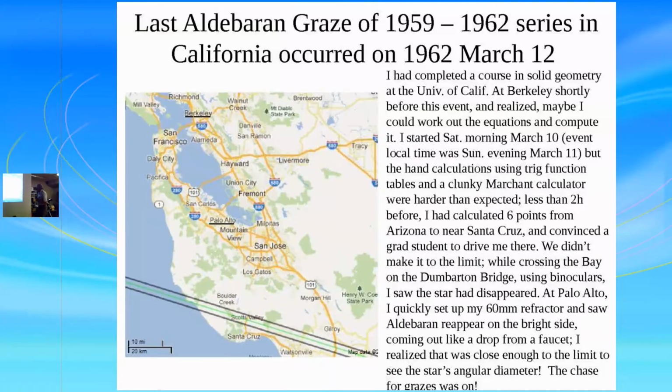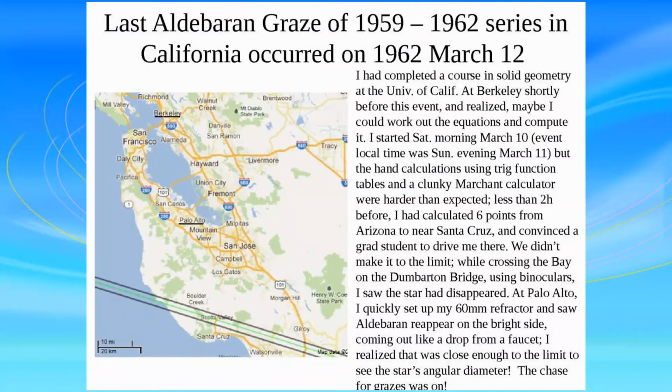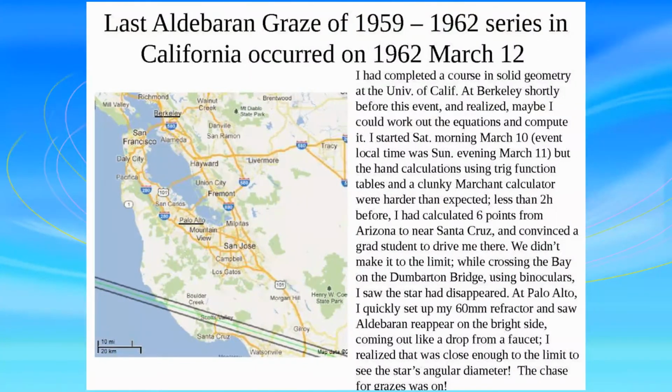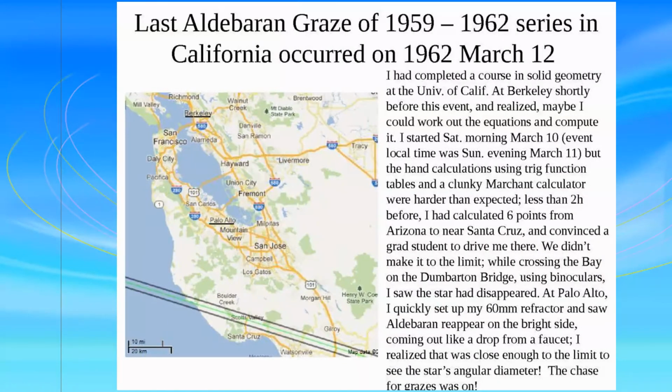I was at the University of California then, and the map really doesn't show up too well in this view, but here's Santa Cruz. The southern limit was, I predicted, north of there, and a graduate student I convinced to drive. I didn't have a car at that time, but we got to Palo Alto, where I said, okay, the stars disappear. I was looking up with binoculars as we were driving across the bay at the bridge to get closer to the path, and I saw the star disappear, and so I quickly set up my 60-millimeter refractor, and I saw Aldebaran reappear on the bright side of the moon, and I was looking in the right place.